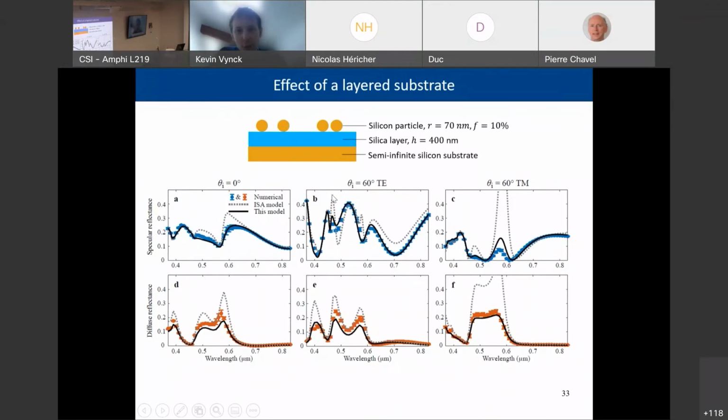You can see that our model is still quite accurate, so it can reproduce quite nicely the different spectral features of the structure for both the specular reflectance and the diffuse reflectance, which is quite nice, whereas the independent scattering approximation doesn't work so well at grazing angles again.